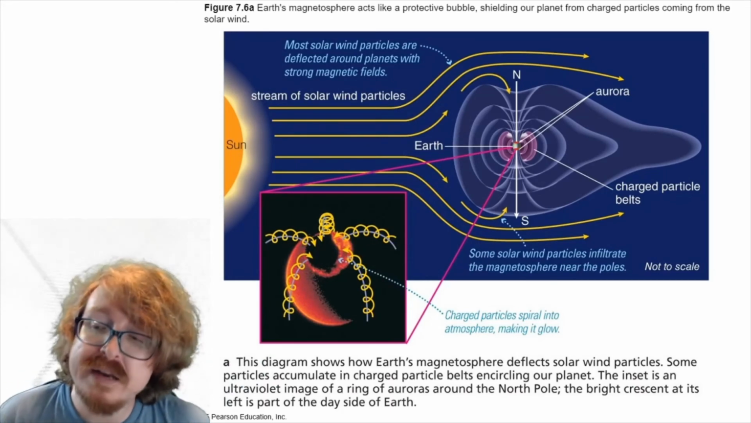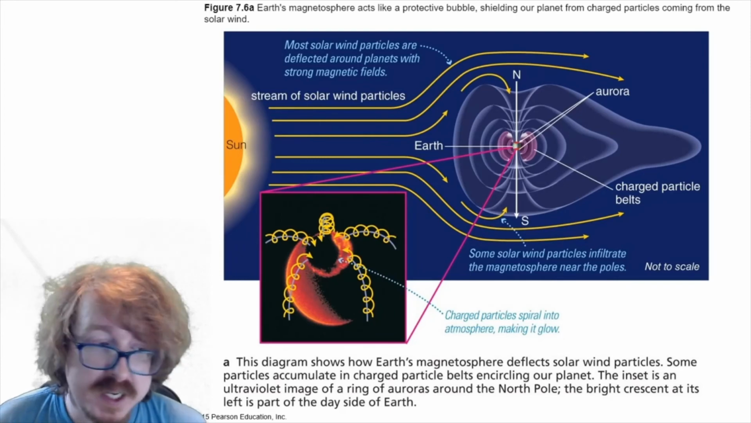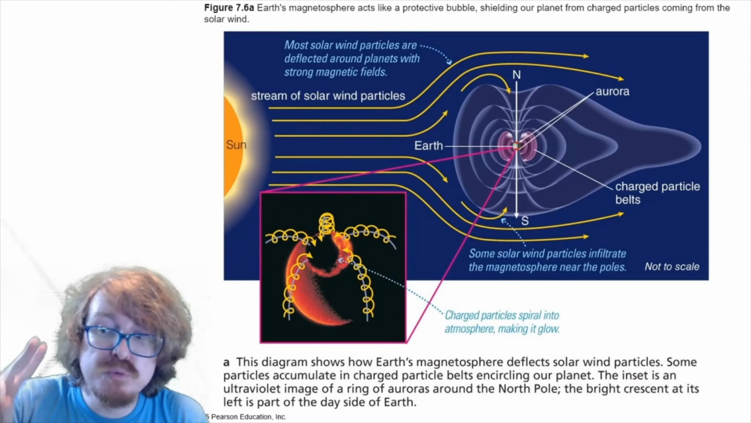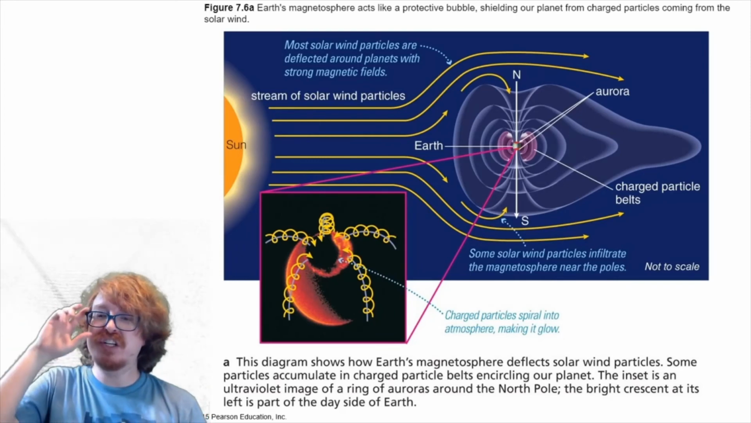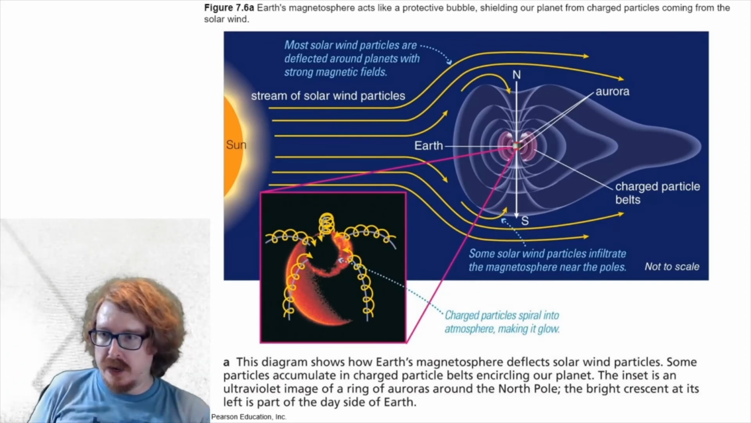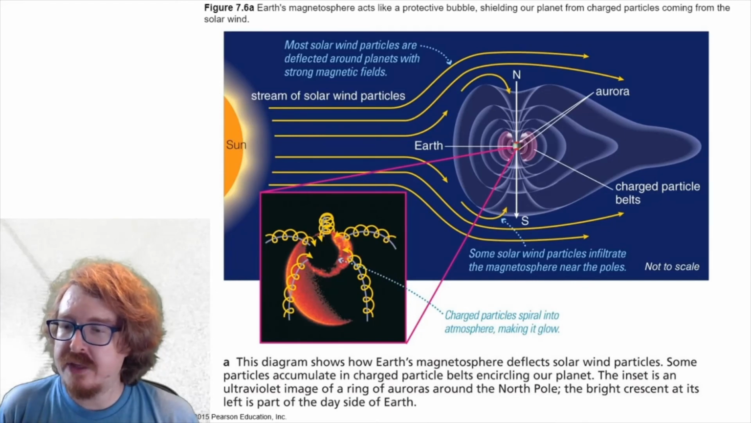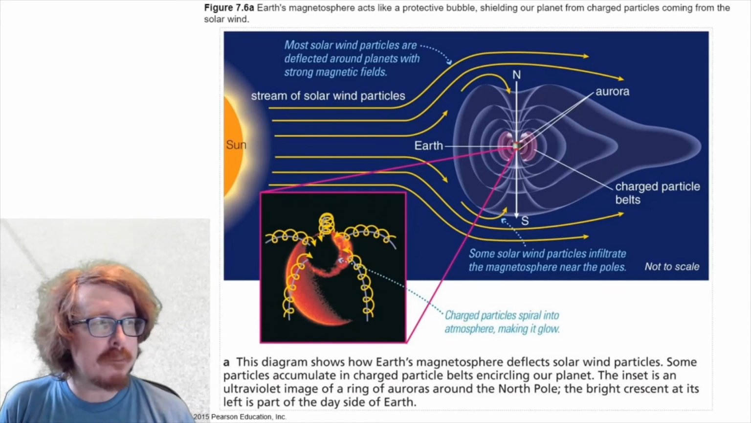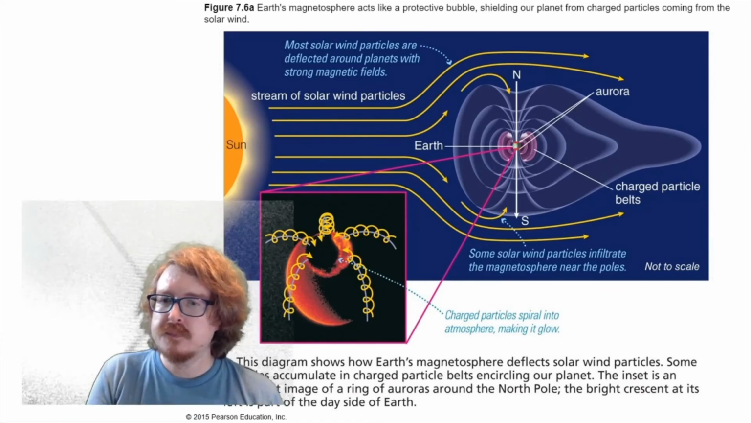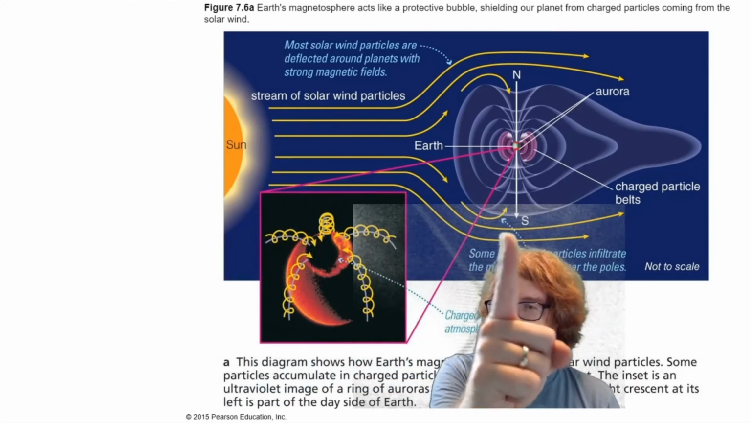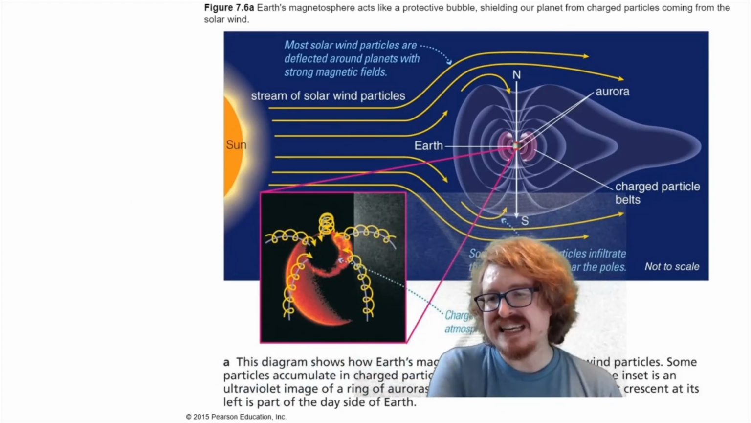But where is our magnetic field going to be weakest? There are two places on our planet which don't protect from the solar wind nearly as well. See if you can figure out where they are. Yeah, there we go. It's the poles. You can see where the magnetic field dips in there. They even are showing some of the solar wind kind of sneaking its way into those poles.